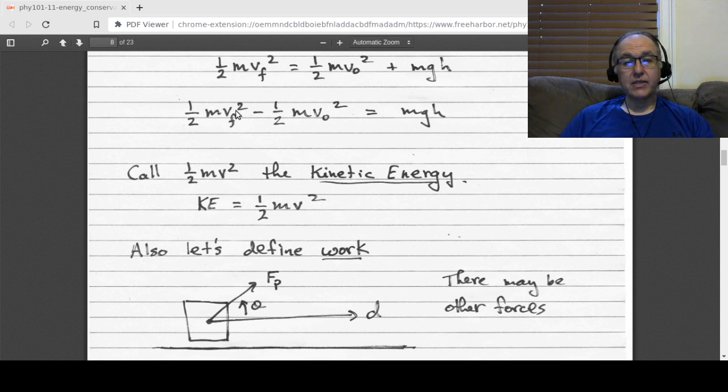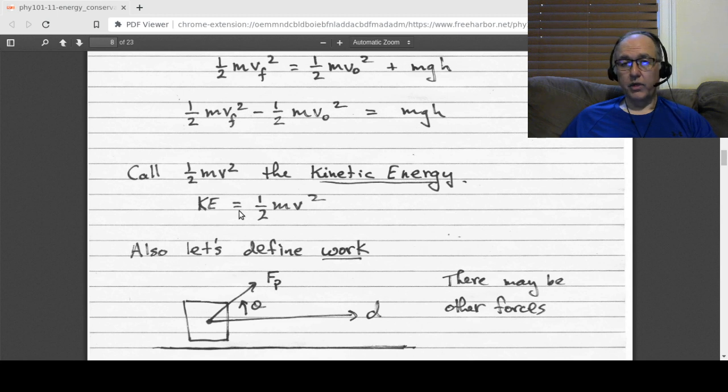All right, and the reason for that is because the kinetic energy actually goes as the velocity squared. Now, I'm kind of stating these things, but these are experimentally verifiable, okay? So this 1/2 mv squared, this is called the kinetic energy, all right?